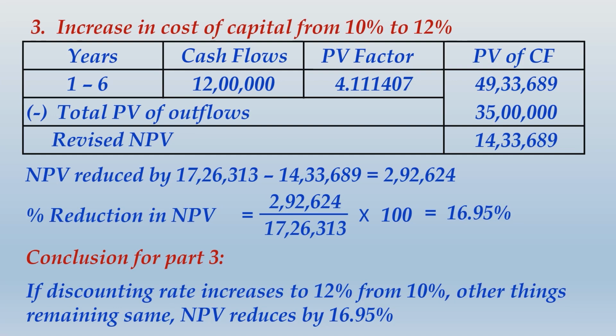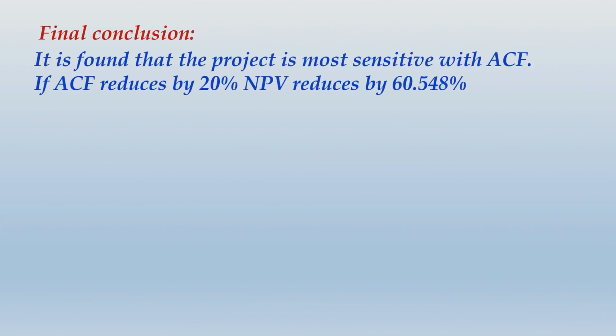16.95%. Let us move ahead and write up the final conclusion. That would be, it is found that the project is most sensitive to annual cash flows. If annual cash flows reduce by 20%, NPV reduces by 60.548%.